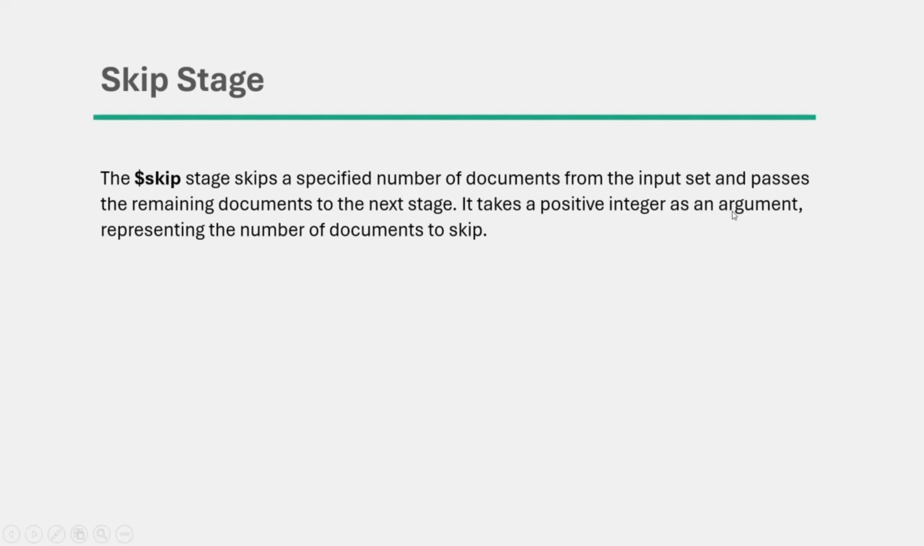The skip stage skips a specified number of documents from the input set and passes the remaining documents to the next stage. And it again takes a positive integer as an argument, which represents the number of documents to skip. Let's see this with an example.